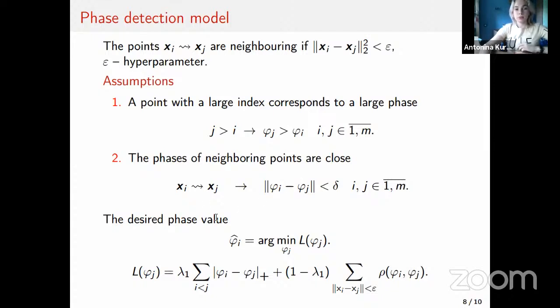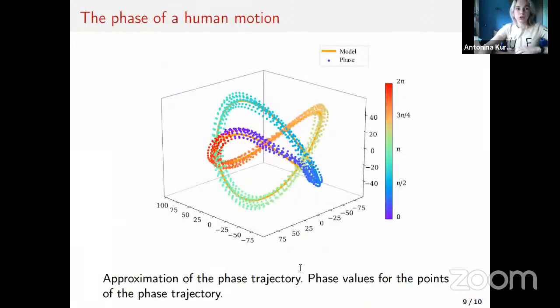So now we can set the optimization problem to extract the value of phase. We need to minimize the loss function, which has two components. The first component corresponds to the first assumption, and the second component corresponds to the second assumption. Let me show you the result of the algorithm's work. For the time series used in the experiment, the dimension where self-intersections are absent is equal to 4. It means that the minimal dimension for this time series is 4.